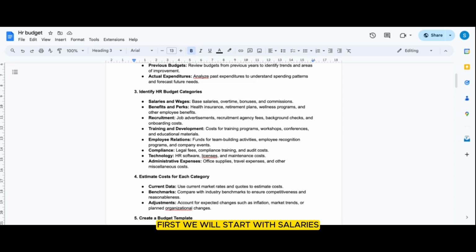First, we will start with salaries. Salary as a head. How will I come to know? Let's say I'm a fresh company. We have two situations. One is an incremental budget and one is zero-based. I'm a fresh company, so which budget should I go with? Zero-based. I have already identified my organization structure. I know how to do the benchmarking.